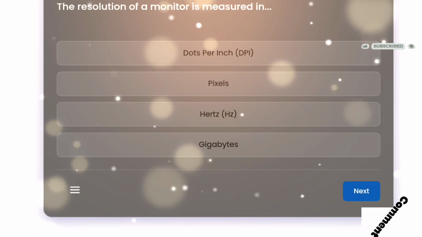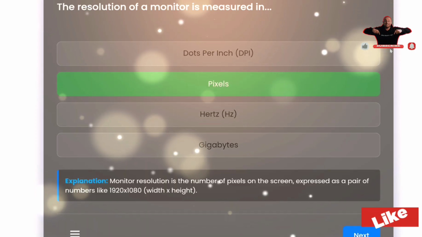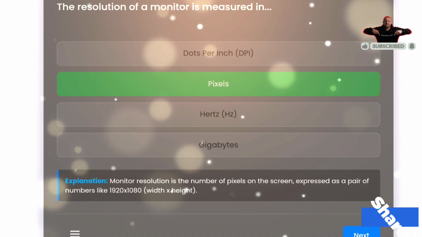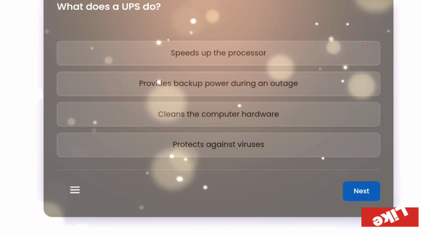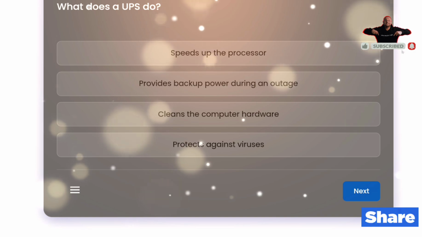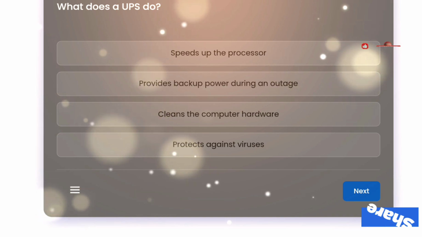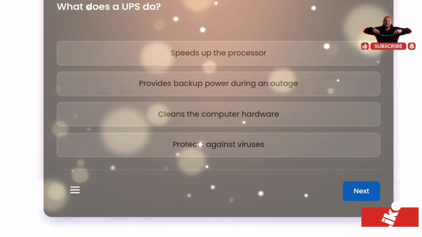The resolution of a monitor is measured in pixels. Okay. Next question. What does a UPS do? UPS का मतलब क्या होता है? UPS provides backup power during an outage.